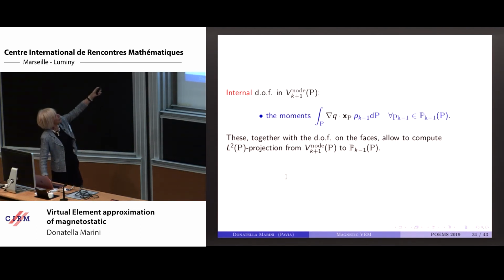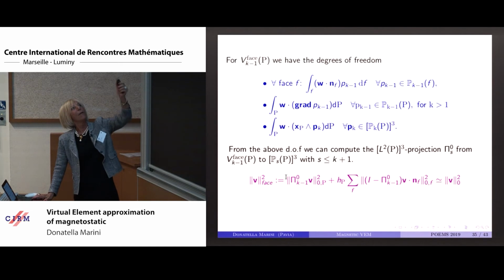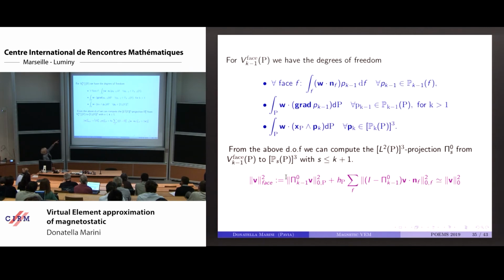For the nodal space, these will be the internal degrees of freedom, and these degrees of freedom allow us to compute the L2 projection from V_{k+1} onto polynomials of degree k minus 1. Finally, these are the degrees of freedom for the face space on the polyhedra, and from them we can compute the projection onto polynomials of degree up to k plus 1. And the scalar product in the face is associated to this norm here.